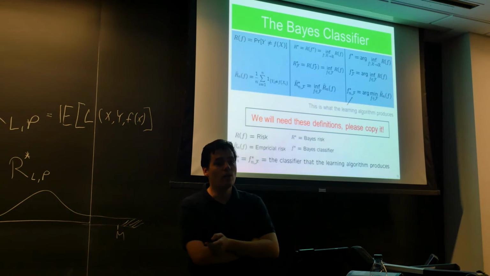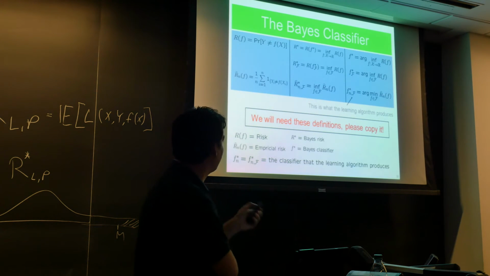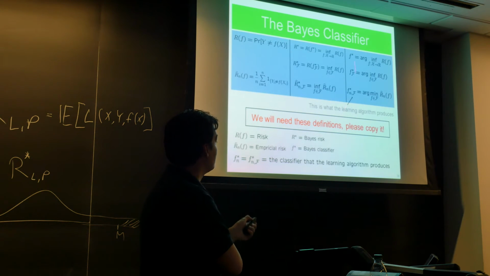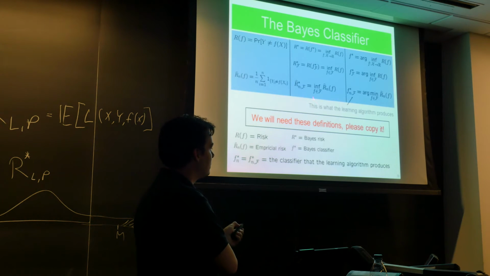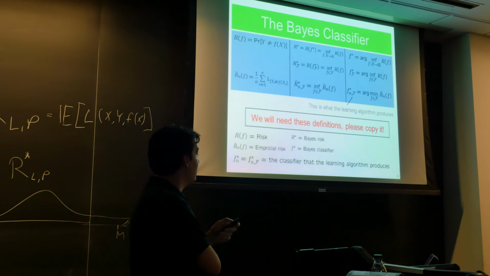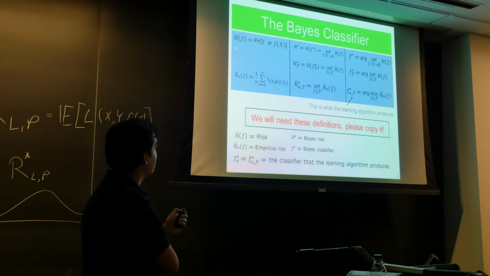Now we will need lots of definitions, and I wrote them here. I would like you to copy these. At least you should know all these notations because we will use them in the next lecture and in the next 10 minutes. So what are these notations? The risk of function f is just the probability that y is not f of x. The empirical risk of f is just the empirical average of the losses.